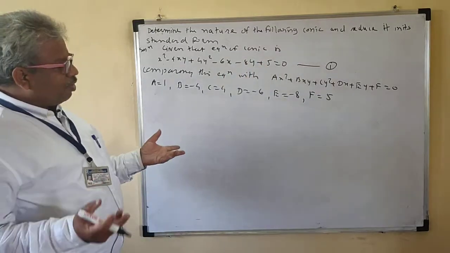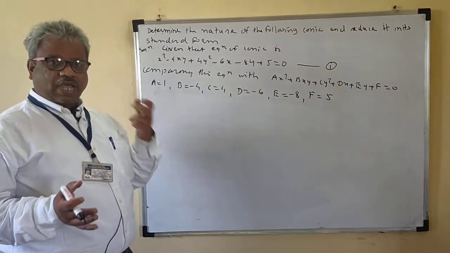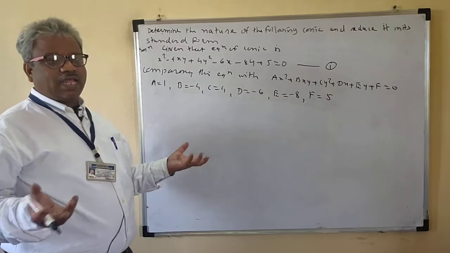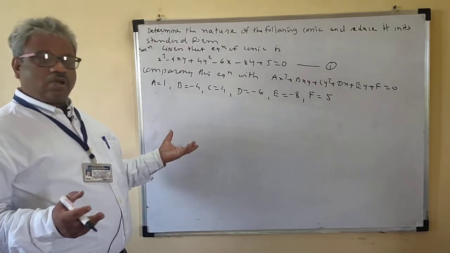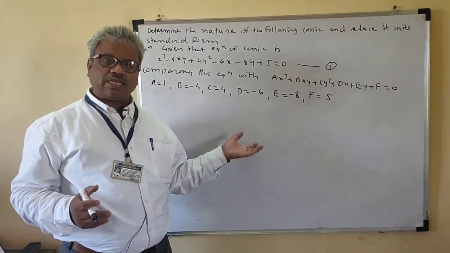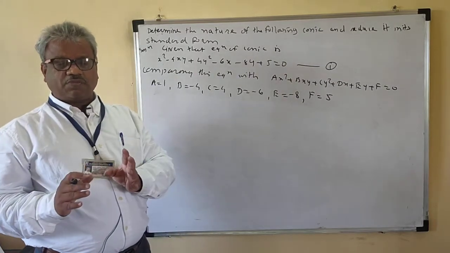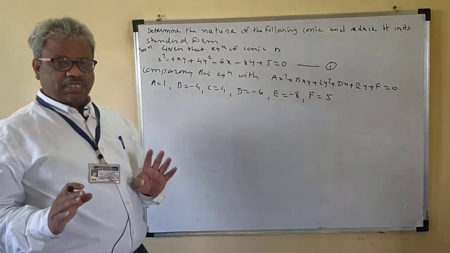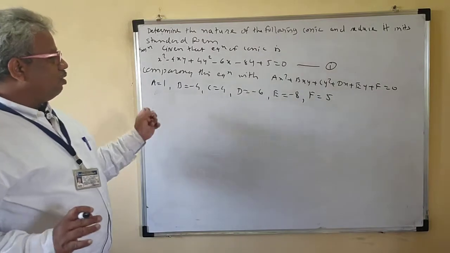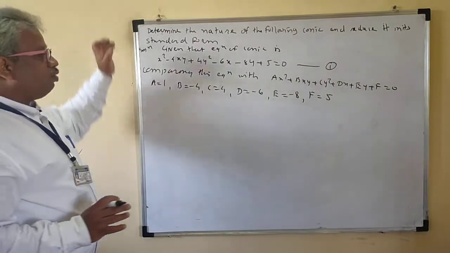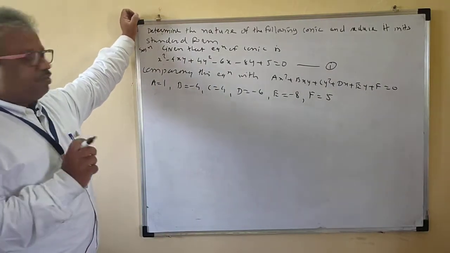If it is an ellipse or a hyperbola, they are central conics. Find the center, because if you shift the origin to the center, then the transformed equation is free from the first degree term. But here this is a parabola, so we will remove the product term now.